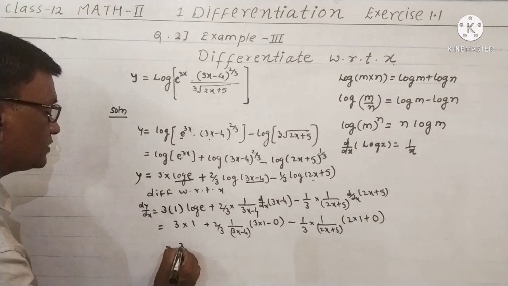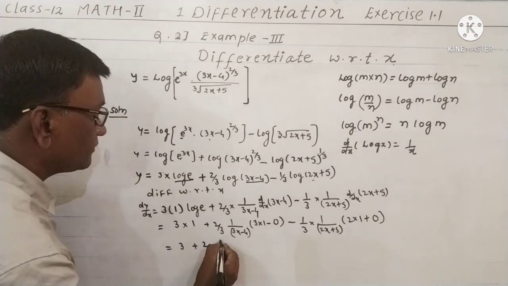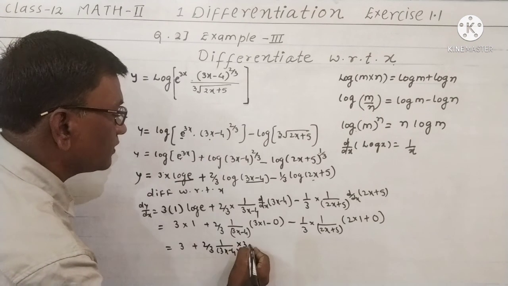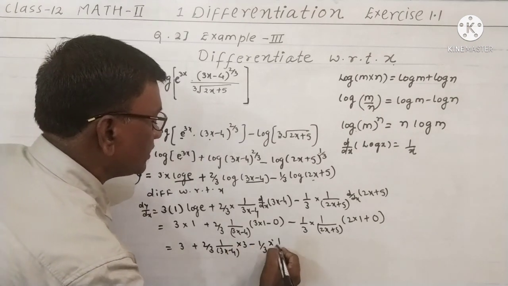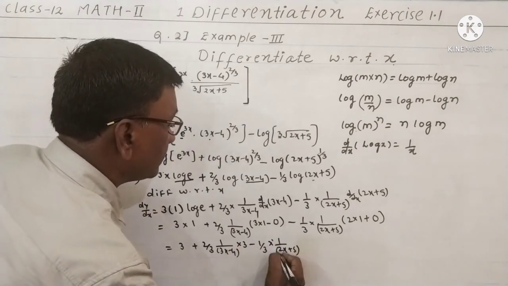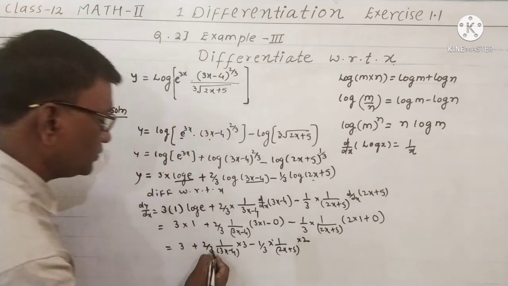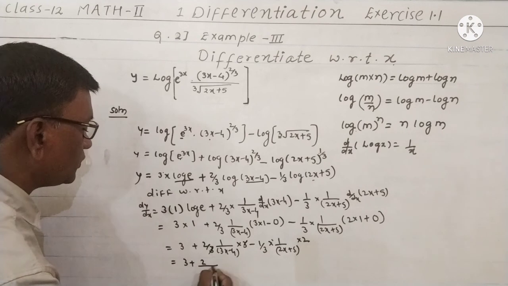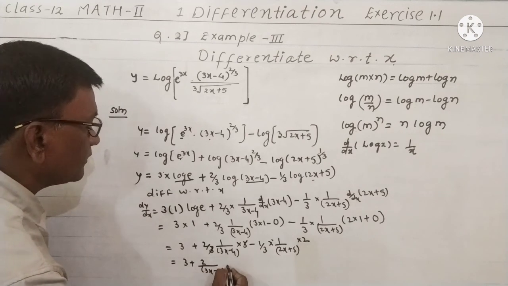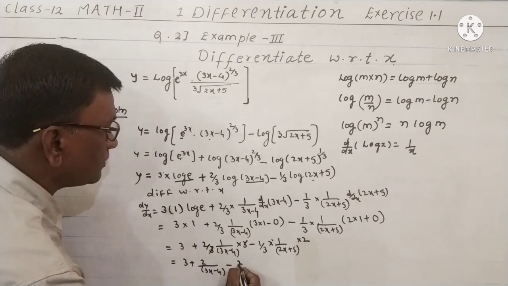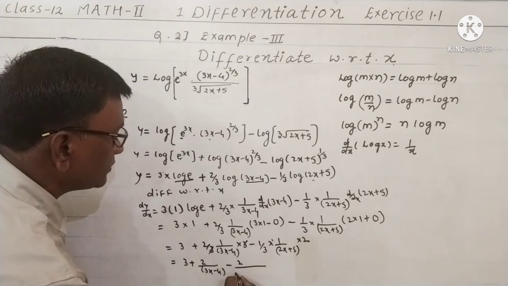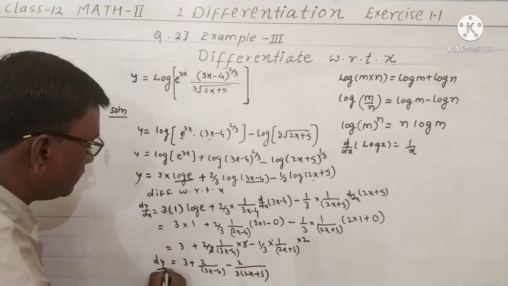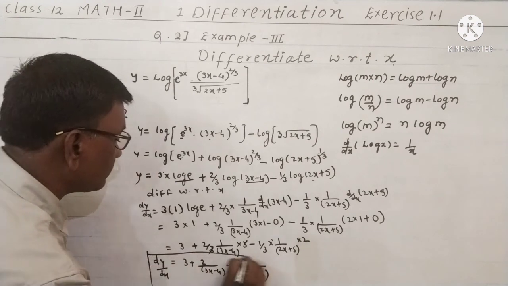So here is 3 plus (2 by 3) into 1 upon (3x minus 4) into 3 minus (1 by 3) into 1 upon (2x plus 5) into 2. So these threes get cancelled. 3 plus 2 upon (3x minus 4) minus 2 upon 3 in bracket (2x plus 5). In this way we can find the derivative of this composite function.